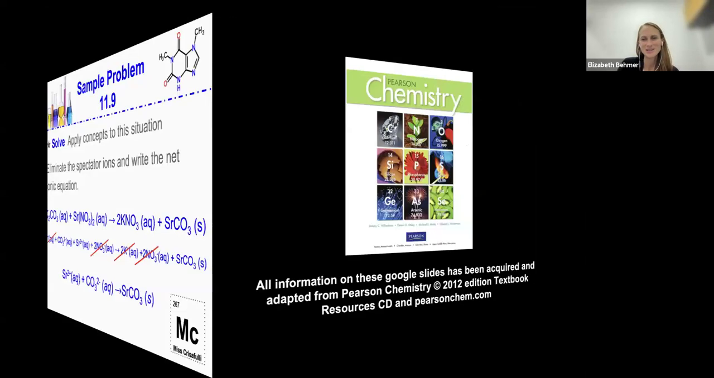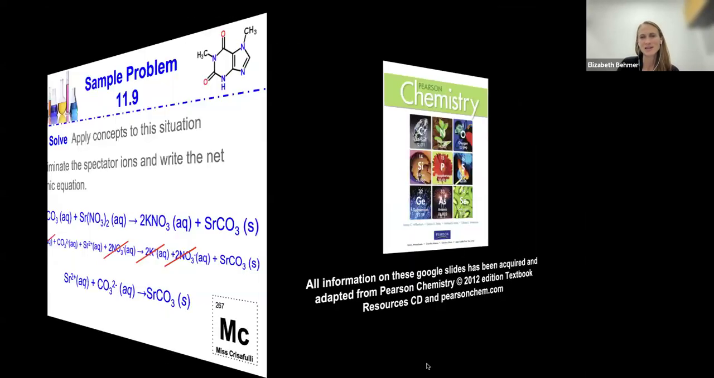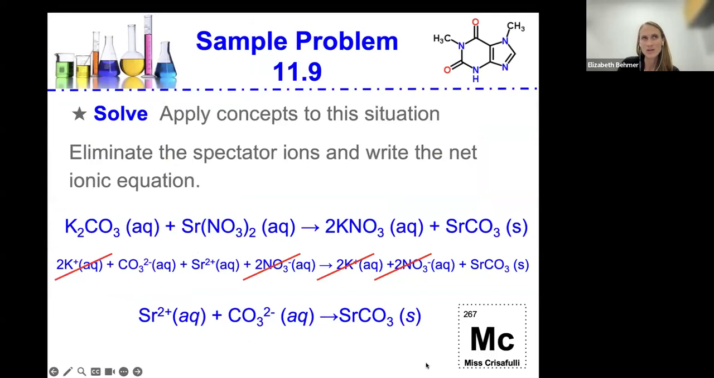Lots of information in that section. Let me know if you guys have any questions. A great way to study this is to read through the textbook and work through a lot of those practice problems in the textbook as well.